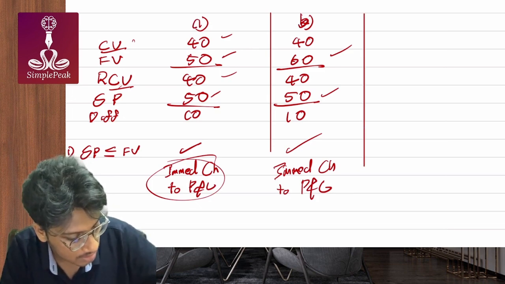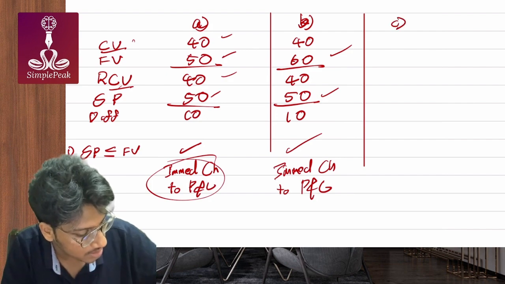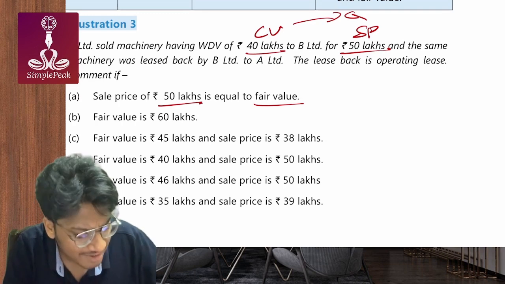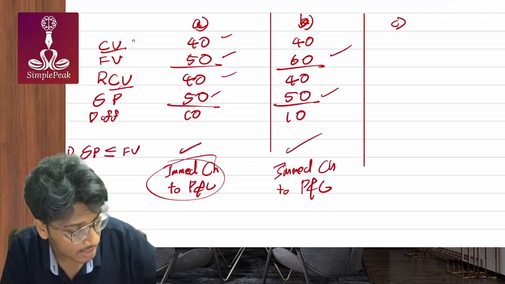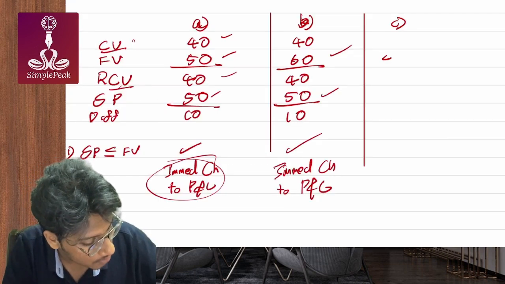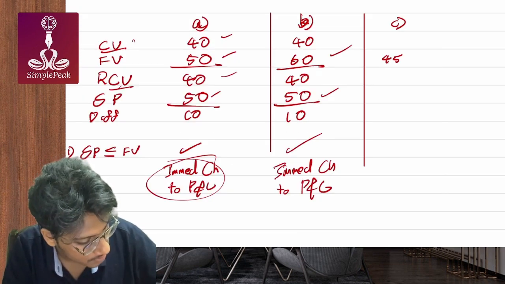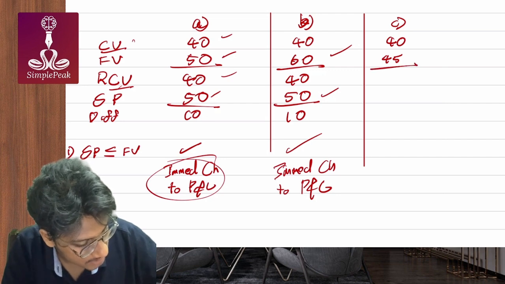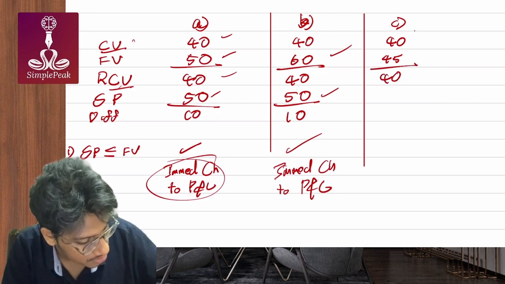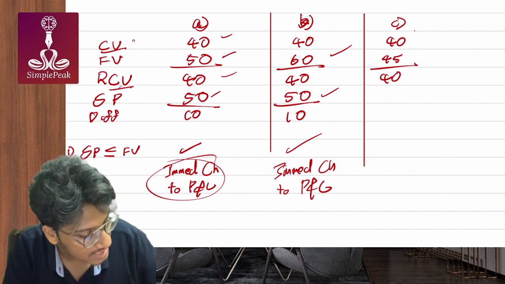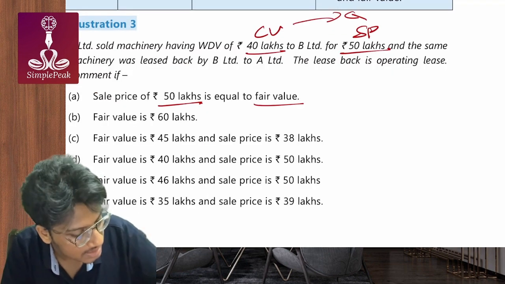Now let's move ahead with the third part. I said A, then B, then comes the C. Okay. What does the C say? Fair value is 45 and the sale price is 38 lakhs. Fair value is 45. Carrying value 40. Whichever is lower, 40. Same to same in CV. So that's done. Now next, selling price. What is the selling price given? 38 lakhs.